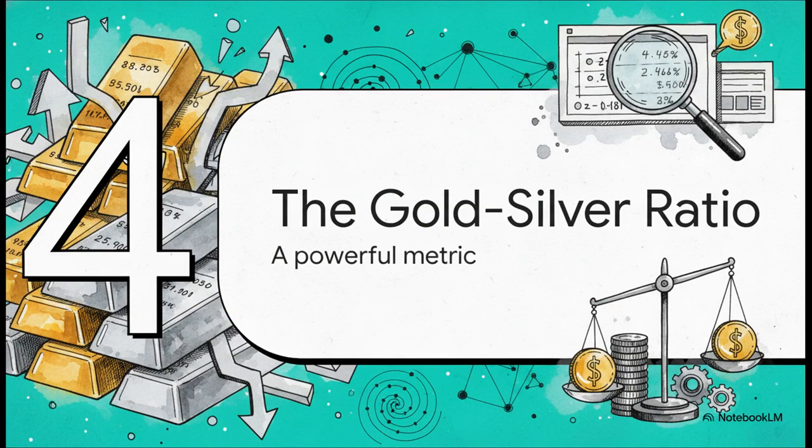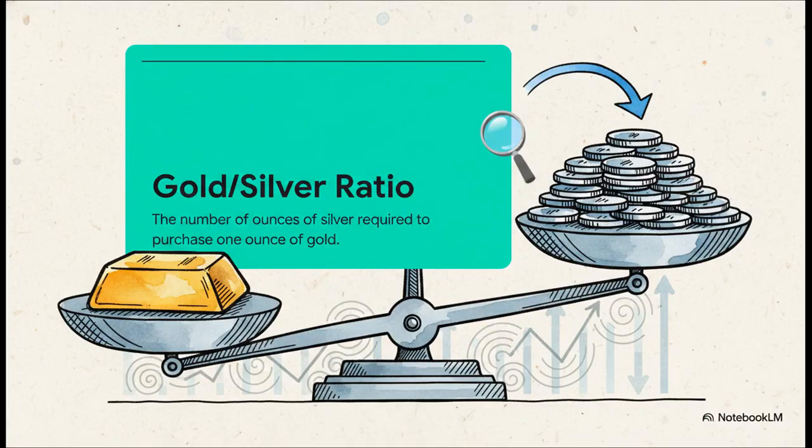All right, let's add another tool to our belt. We're going to decode one of the most quoted and honestly most misunderstood metrics out there, the gold-silver ratio. It's incredibly powerful, but boy, is it easy to misinterpret. Don't let the name intimidate you. It's a really simple idea.